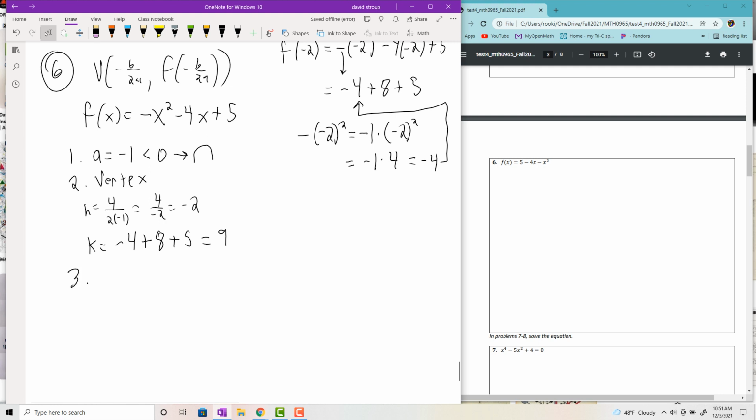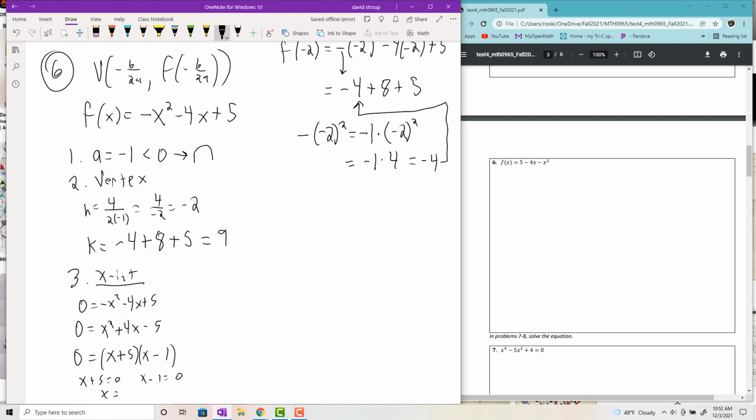Then 3, we want the x and y intercepts. So for the x-intercept, let y equal 0. So I have 0 equals negative x squared minus 4x plus 5. Multiply both sides by negative 1. You get 0 equals x squared plus 4x minus 5. Factor that dude. So you get x, and then you get 5 and 1. And then I need a plus here and a minus there. Then you get x plus 5 is 0, x minus 1 is 0, and so x is negative 5, and then x is 1.